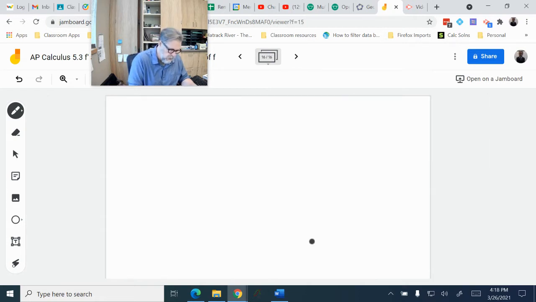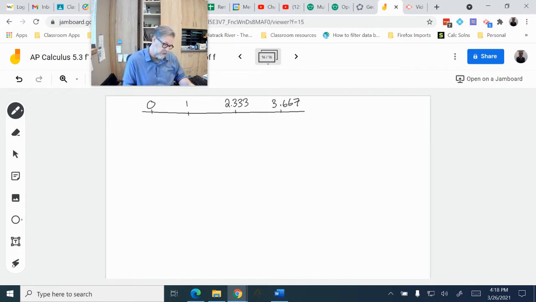But I'm going to draw my chart on the next page just so that I have room to work and analyze under here. We know that time starts at 0. We know that something happens at 1. We know that something happens at 2.333 or 2 1/3. And we know that something happens at 3.667 or 3 2/3. And it really doesn't matter whether you draw that to scale. So I've just got all my interesting points equally spaced.